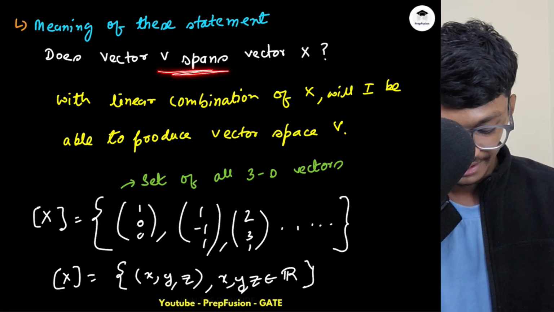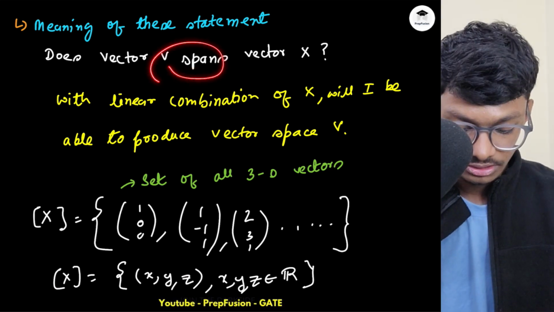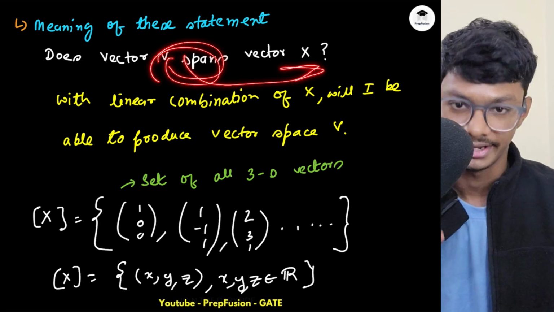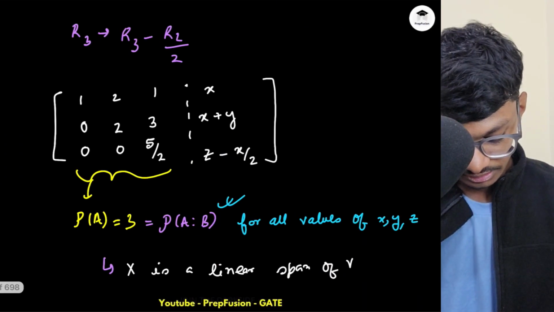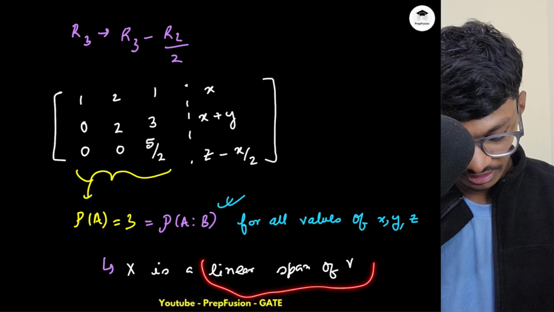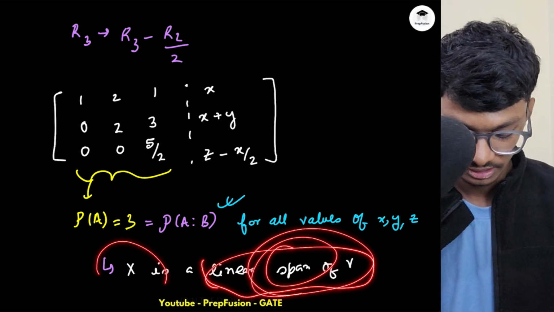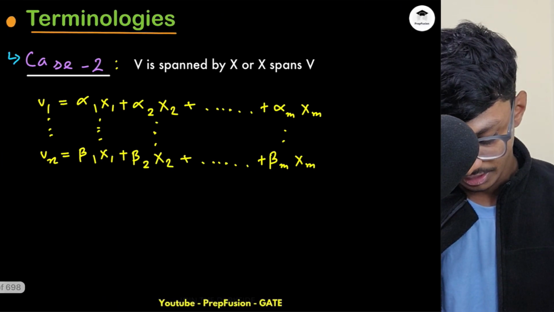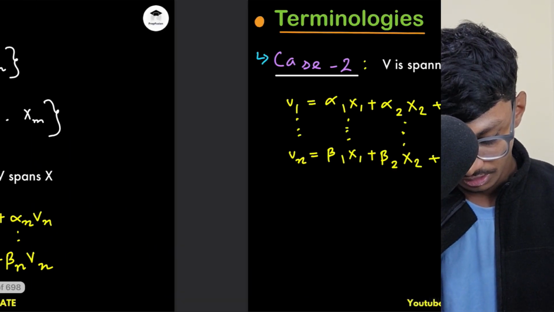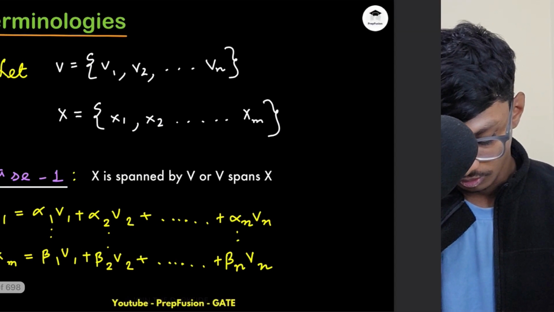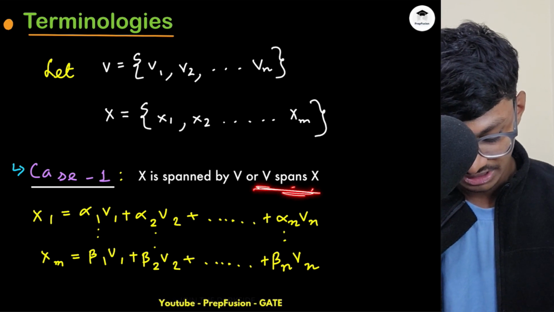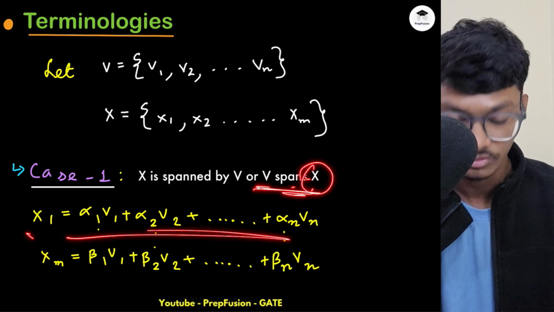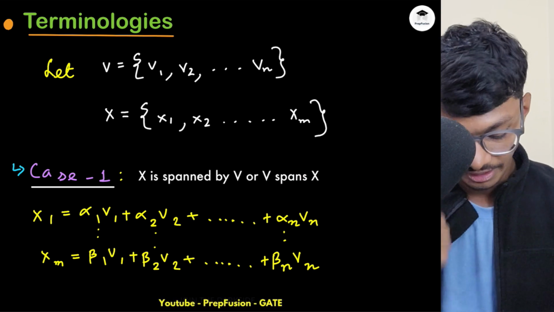V spans means V linear combination is equal to x, right? That's why x is a linear span of V. So with the linear combination of V, I can write x. That is what this statement is. V spans vector x, so if you go to the first case, v spans x, that is I can write x in terms of a linear combination of v. That is basically what I'm trying to say over here.